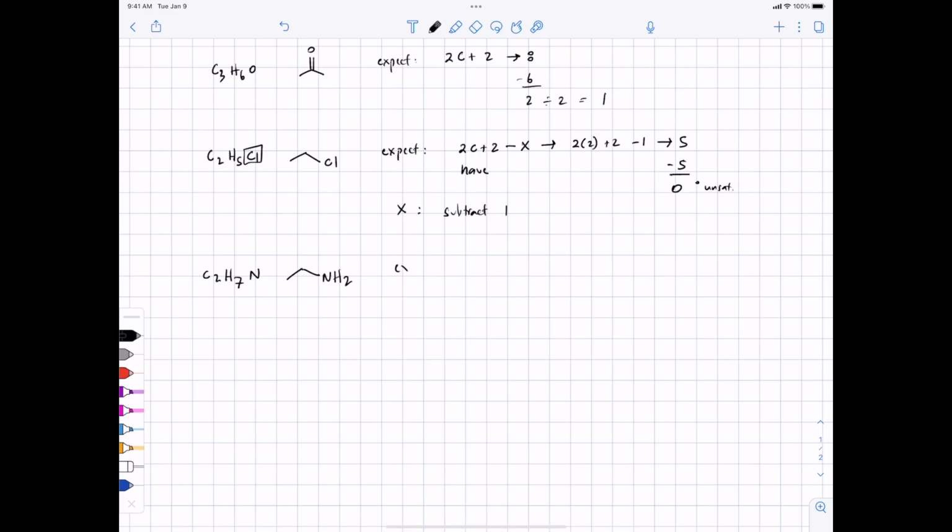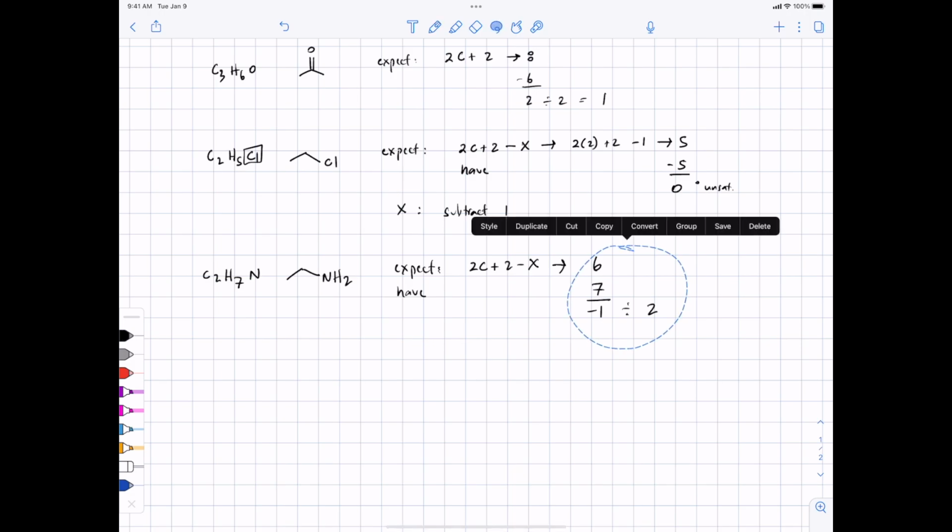Let's again see what would happen if we calculated our expectations without any adjustment here. That would be 2 times 2 plus 2, we would expect, minus the number of halides, which is 0, we would expect 6 hydrogens. We actually have 7. Negative 1 divided by 2. What is minus half a double bond or a pi bond or a degree of unsaturation? Doesn't make sense. That's a clue that we need to adjust our expectations.